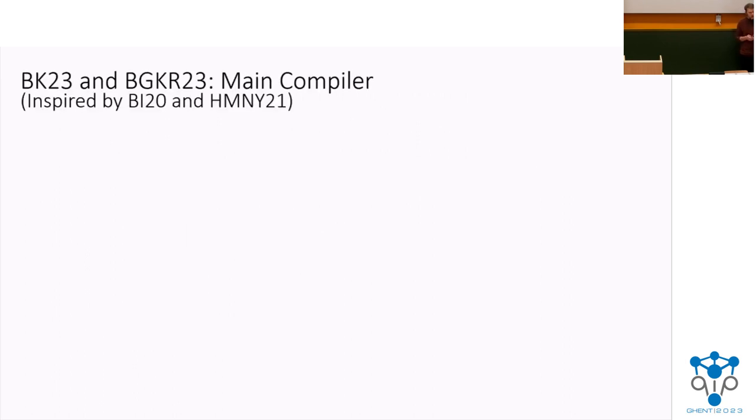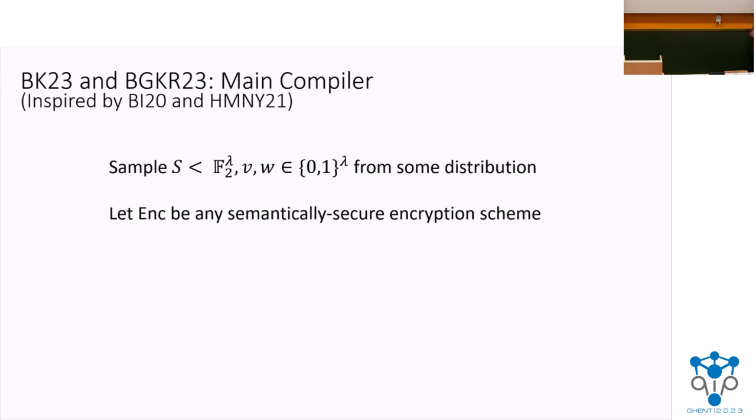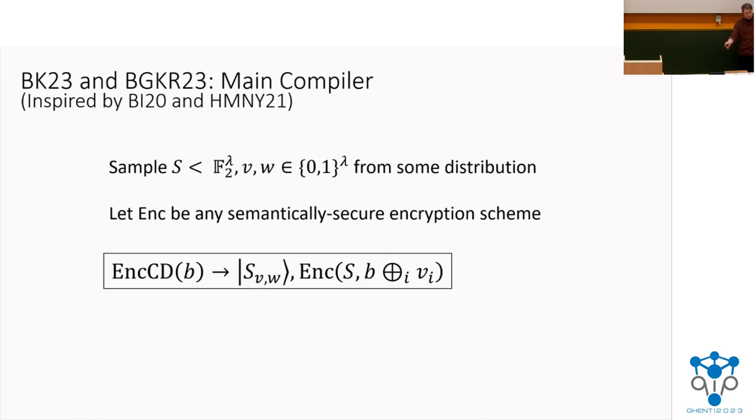So this leads to a pretty natural idea for how to achieve certified deletion. Right, and our main compiler in both works are going to be variants of this, which is very inspired by these previous works that I mentioned. So let's sample a subspace coset state. We need an encryption scheme, so let's just say we have any kind of semantically secure encryption scheme to use. And to encrypt a bit B, we'll give out the subspace coset state. We'll encrypt the description of the subspace, which will allow for decryption. And then we'll hide the plaintext B using, in this case, the bits of the primal coset, so just these bits of V_i, right?